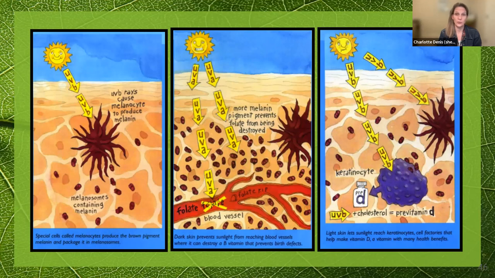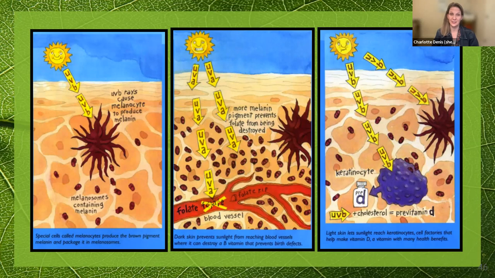And so if your skin is too light and lets in too much ultraviolet radiation, because you live at a place where there's high radiation, then your reproductive success is going to be limited, because a fetus may not survive if it doesn't have sufficient amounts of folate. So having darker skin is an advantage closer to the equator, because that folate gets protected more, because the ultraviolet light is absorbed by the increased melanin.